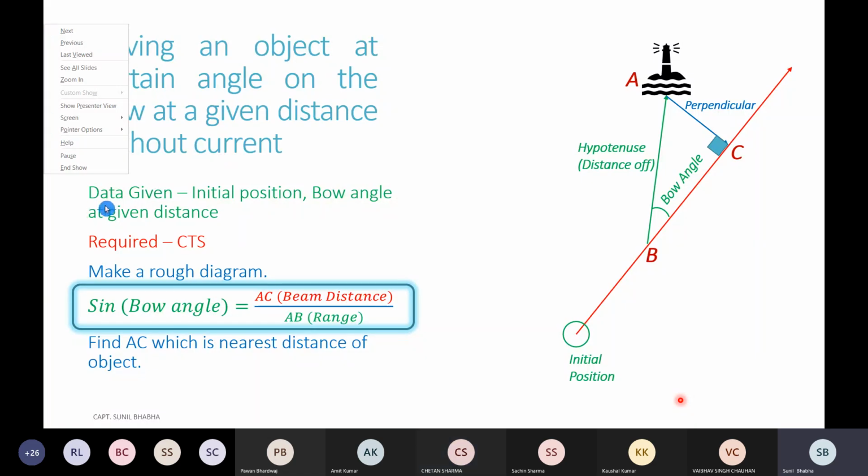Beta, see on the left side, on the data given, they will tell you the initial position. Right, they will give us the bow angle and they will give us the distance also, that at this much distance this bow angle should be there.